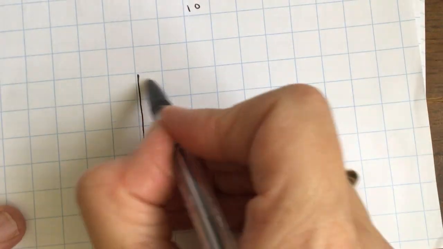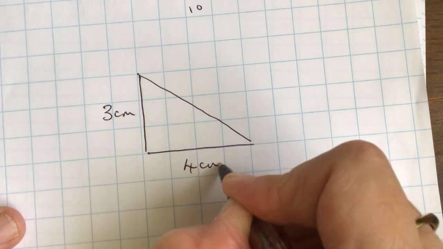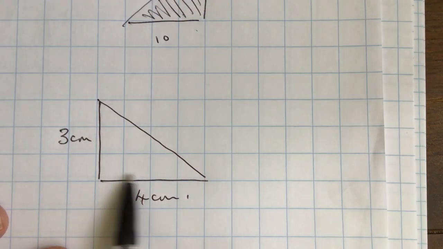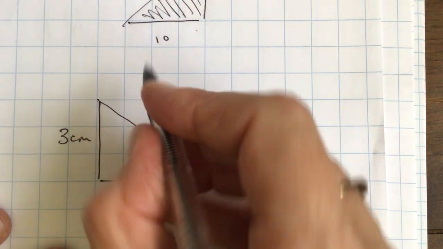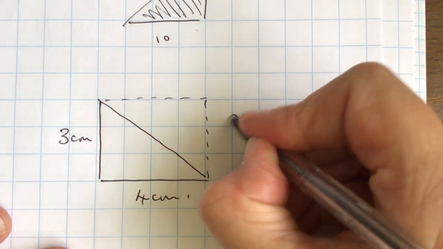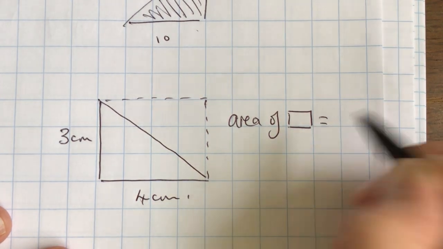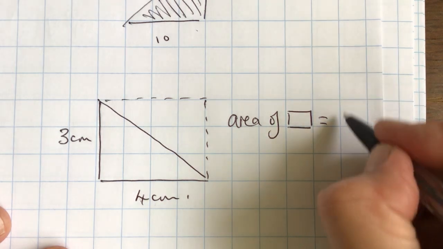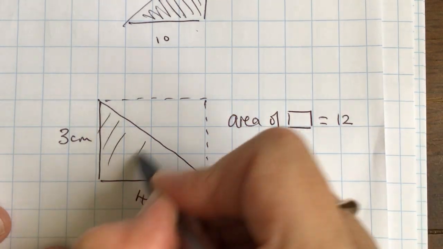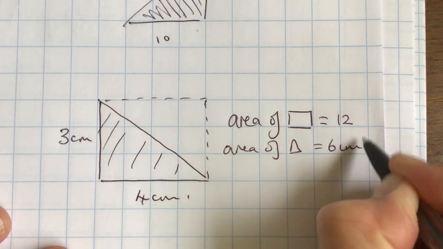So last example. Here's a triangle, 4 centimetres on the base, 3 centimetres on the height. I'm going to dot it in and work out the area of the rectangle. So I'll write that down, area of rectangle, so just draw a picture of a rectangle. Area of a rectangle is 3 times 4 is 12, and so the triangle is half of 12, which is 6 centimetres squared.